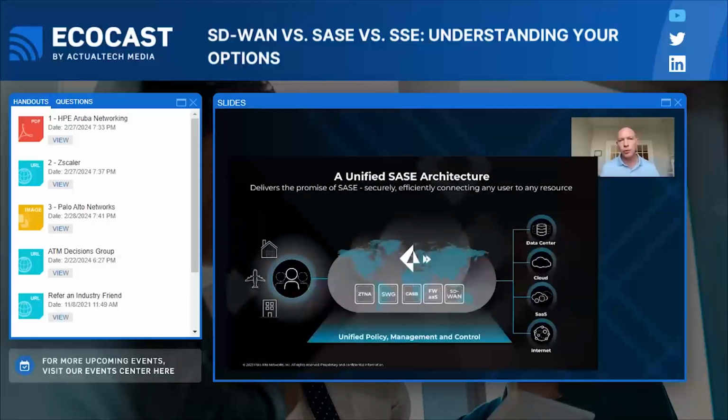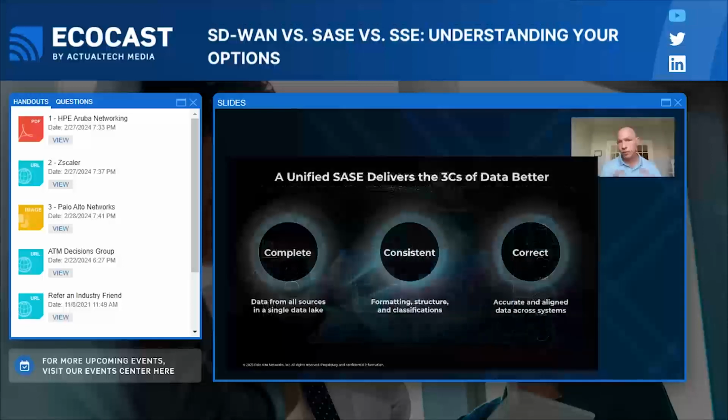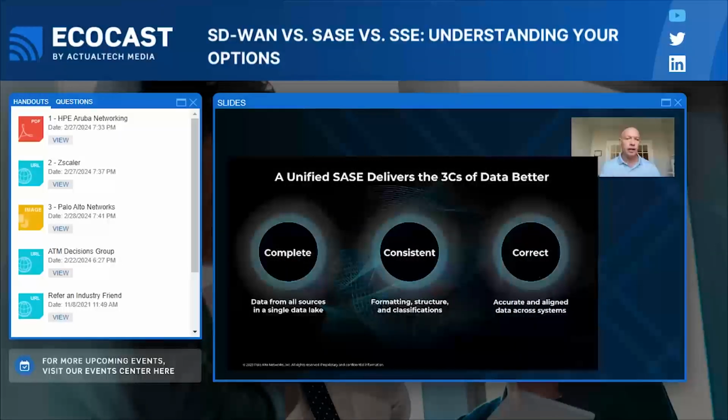We want to take a look at this from a more holistic perspective, a more unified perspective around policy, management, and control from users no matter where they work to whatever they need to access. And that includes all components of SASE and SSE, right? So your Zero Trust Network Access, SWG or SIG, CASB, firewall as a service that are part of your SSE, and then fully integrated SD-WAN, true SD-WAN that is able to serve the function of the modern branch.